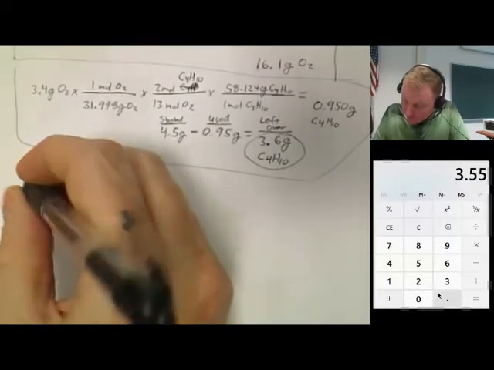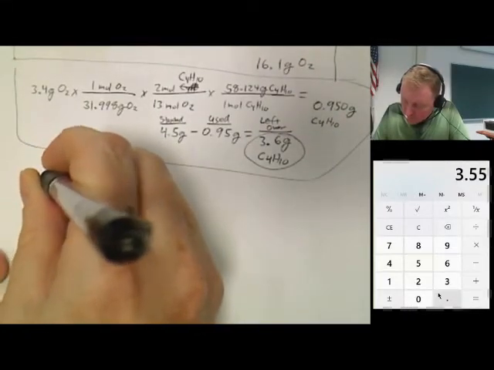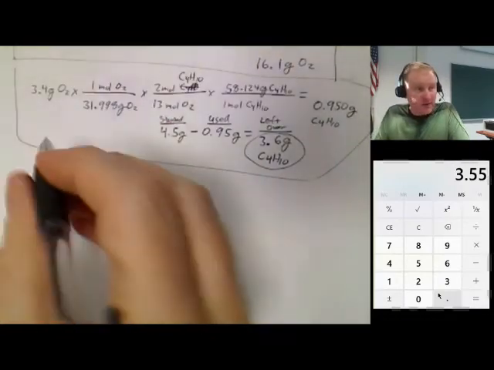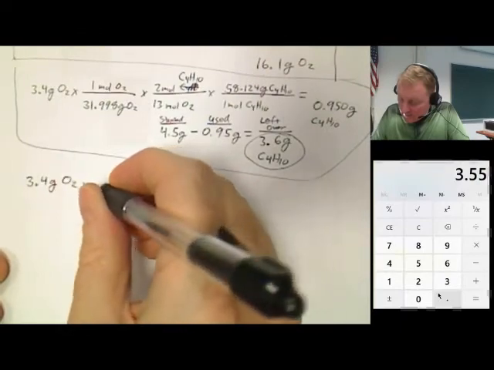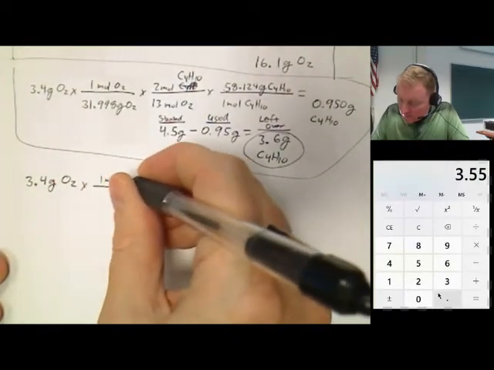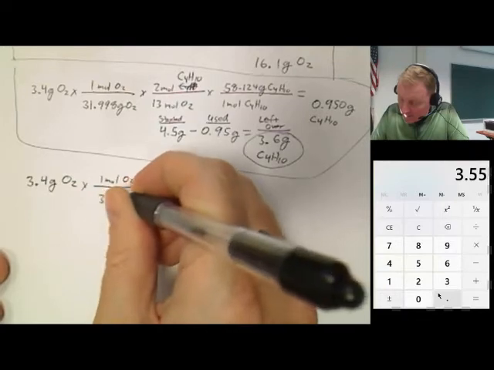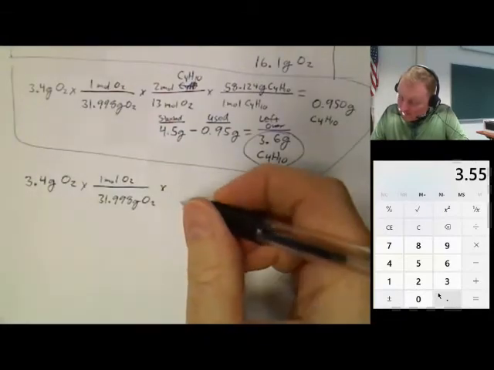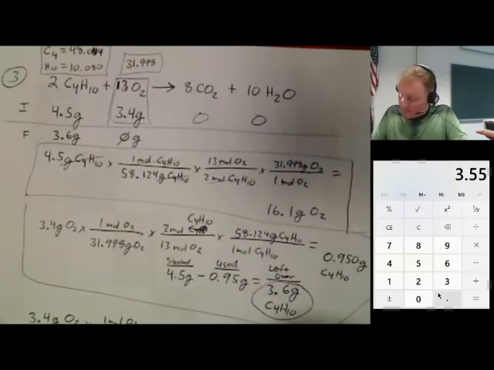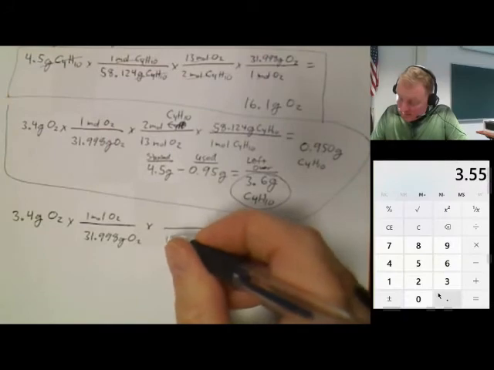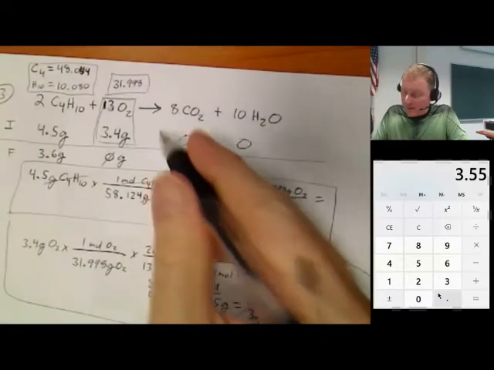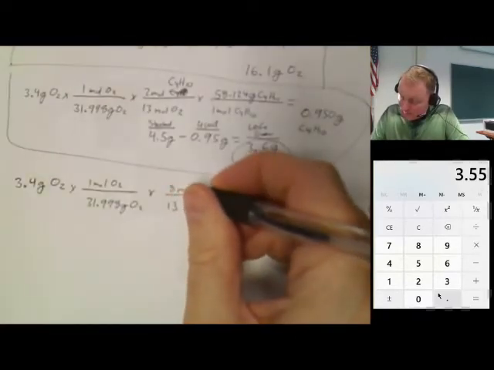Let's convert next into carbon dioxide. 3.4 grams of O2, and I get to follow the same setup I just did. For every 1 mole of O2, I've got 31.998 grams of O2. And for every, from our equation up here, for every 13 moles of O2, there are 8 moles of CO2.